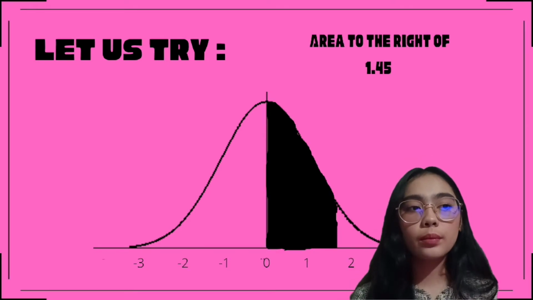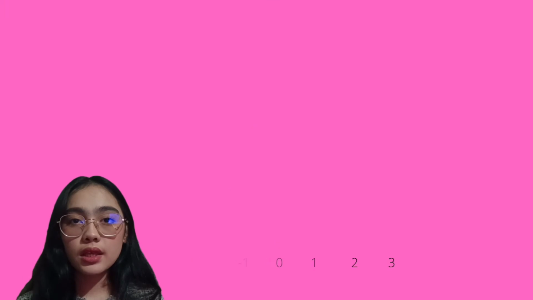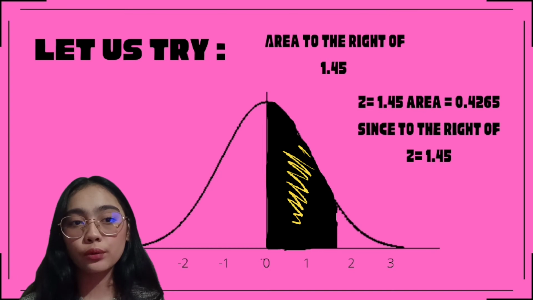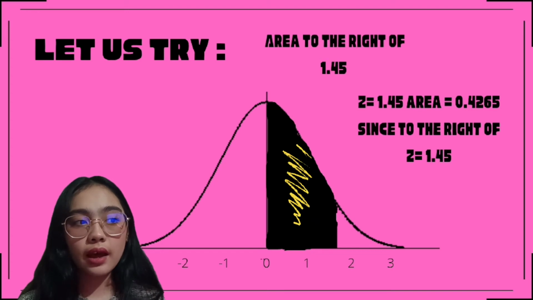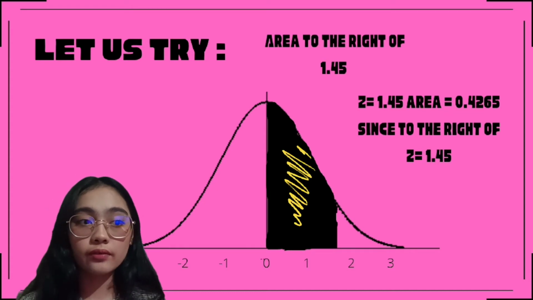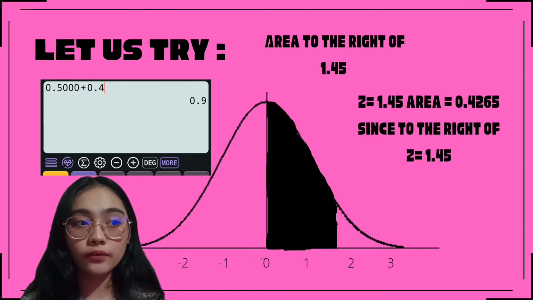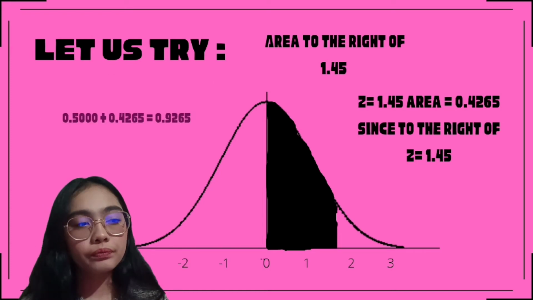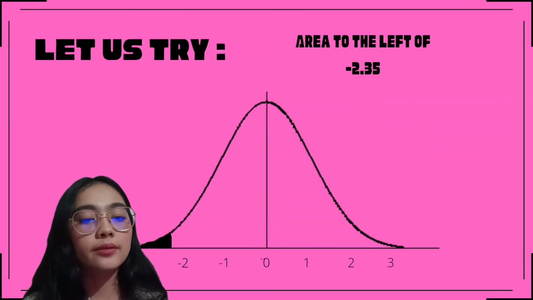So my first example is to determine the area to the right of 1.45. Since the area of the z-score 1.45 is 0.4265, if we take a look at the z-table, we will now simply add half of the area of the normal curve to the area of 1.45. So here we'll have 0.5000 or simply 0.5 plus 0.4265. It is now equal to 0.9265. I hope you get that right.